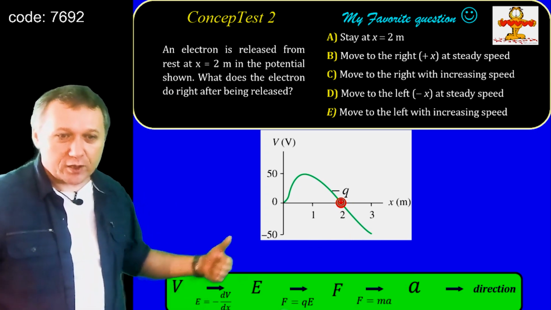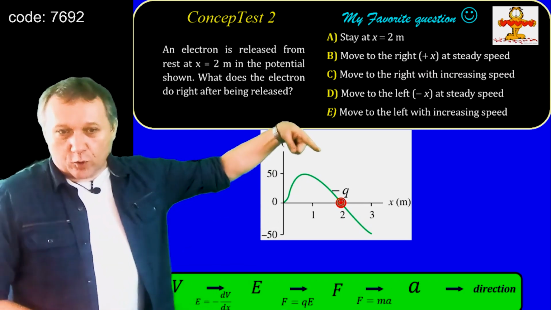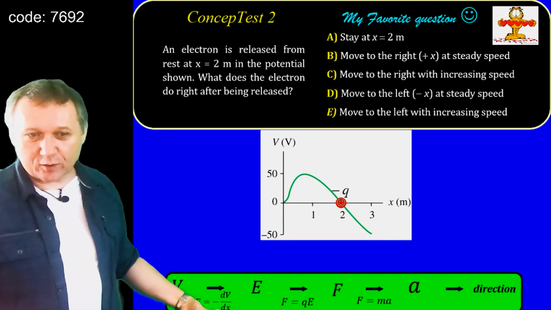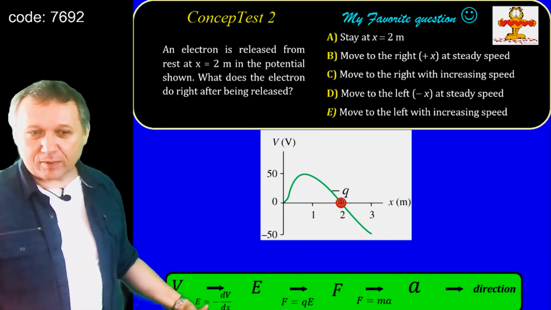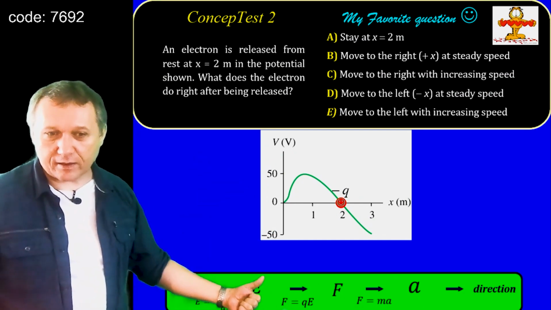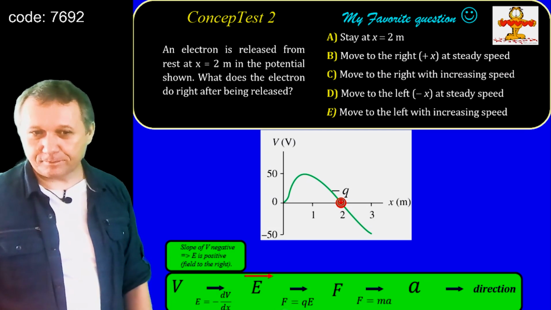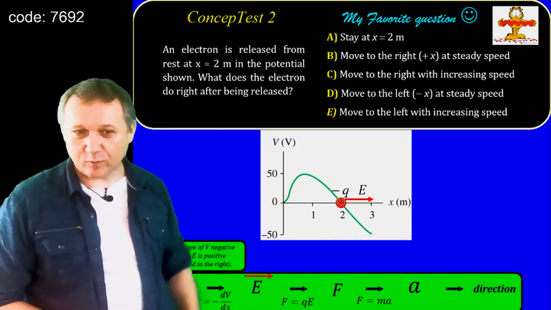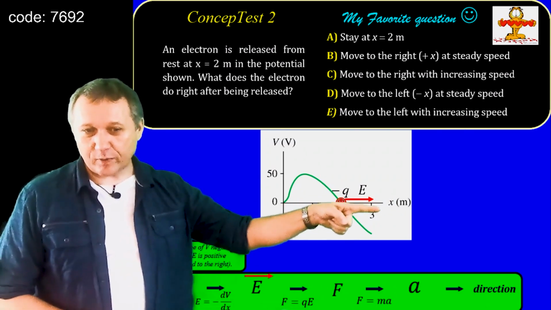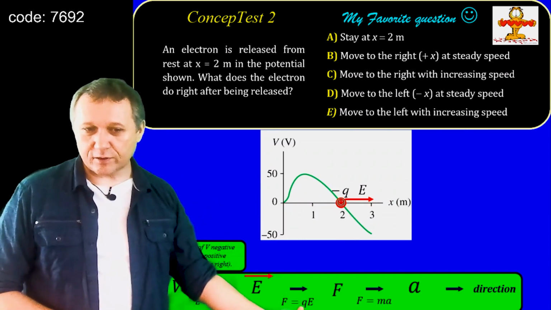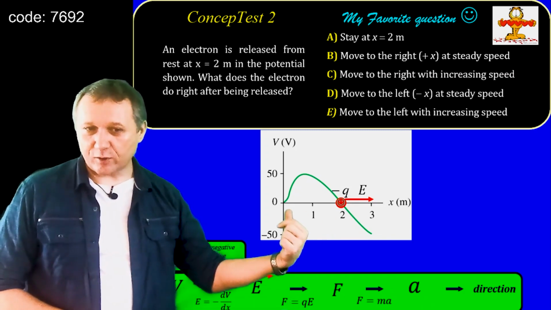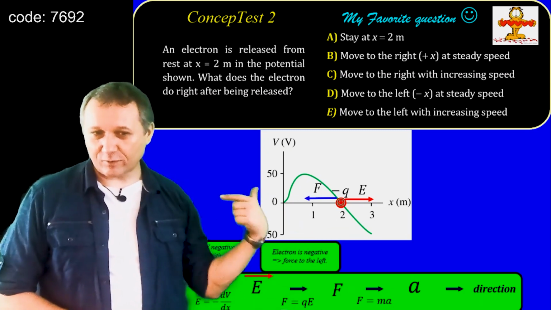Okay, let me quickly do it. The slope of this curve is negative. dV over dx is negative, right? You see this? And there is a minus in front, so minus times minus gives plus. So the direction of the electric field will be positive, that way. Then, since the charge is negative, the direction of the force will be in the opposite direction. That's the direction of the force.